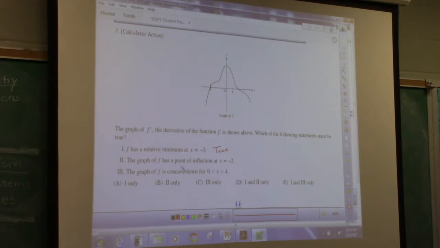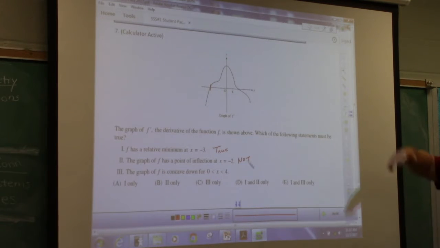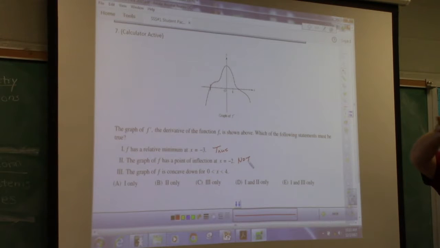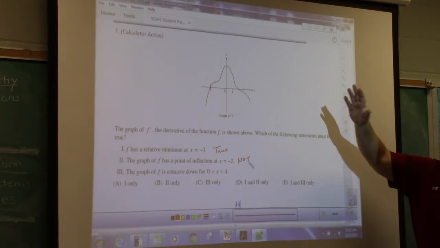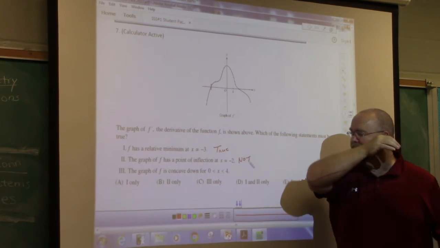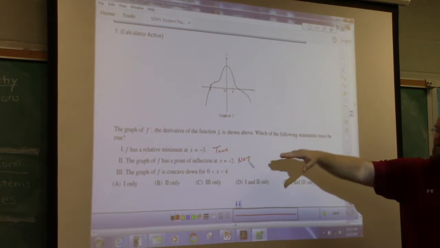The graph of f has a point of inflection at x equals -2. What do you think about that? I say nay. No, that's not true. Where do we have points of inflection on the graph of f prime? Extrema, very good, or where f prime changes from increasing to decreasing or vice versa. That's not happening at -2. Where would we have a point of inflection if that's the graph of f prime? At 0, okay, so that's not true.